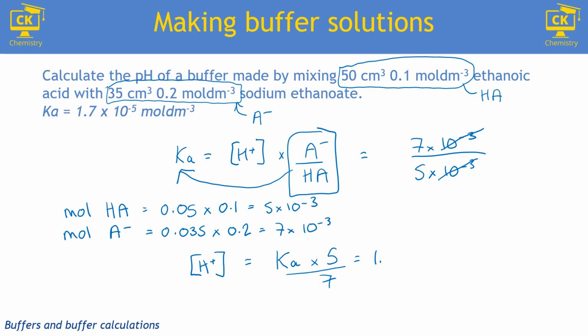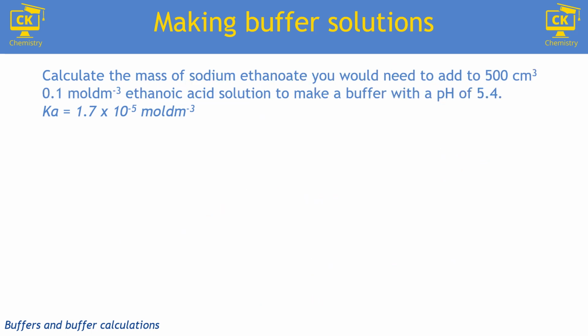No, it doesn't. Sorry, I was just reading my calculation bit. 1.214 times 10 to the minus 5. Minus log of that gets me the pH, which is 4.92. All done. Okay, so that is mixing two solutions. We find moles of A minus, we find moles of HA, and we insert it into that equation.